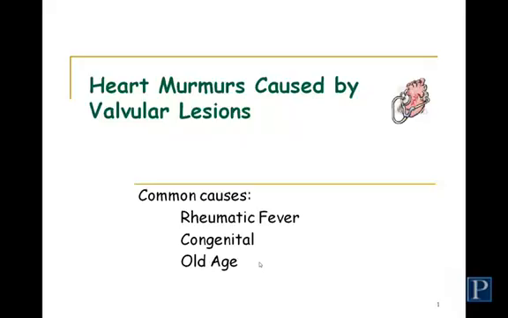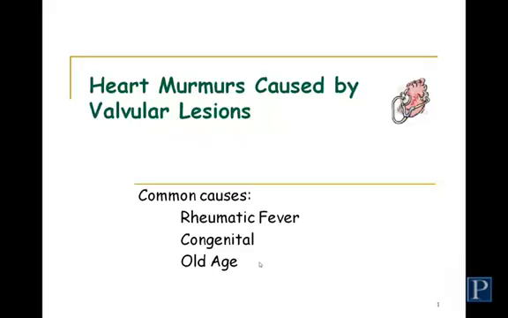Now, all of these valvular lesions are caused by various things. And on the PowerPoint, you see I've listed some of the more common causes. A lot of people are born with valvular lesions, so it's congenital. Often, following a bout of rheumatic fever, people have experienced some valvular defects. Rheumatic fever is an acute systemic inflammatory disease that usually results after having a strep infection of the throat.